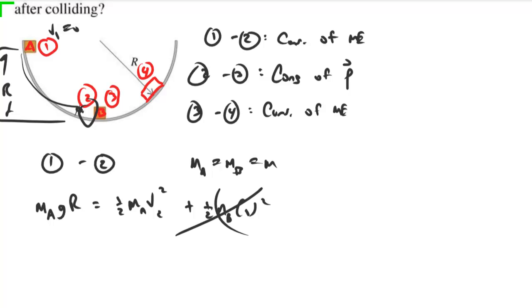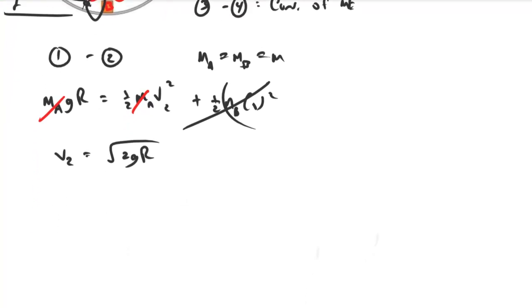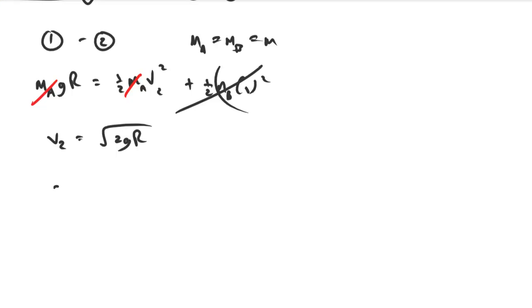So this is gone. And so the mass of A cancels out here, and we have the speed at 2, and this is just the speed of block A at 2. This is equal to the square root of 2gr, or 2gh, as we've seen many times before, but h is equal to r here. And then from 2 to 3 we use conservation of momentum.